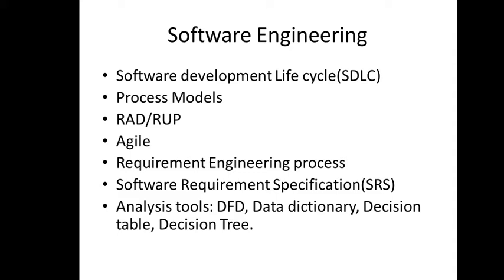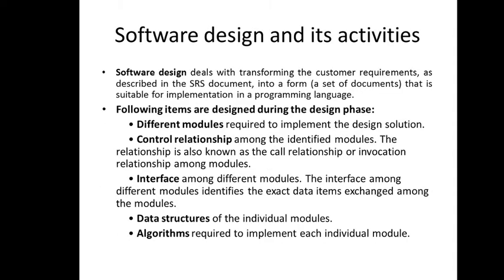Along with this, we also discussed the analysis tools which are a part of requirements as well as designing. The first tools that we did were data flow diagram, data dictionary, decision tree, and decision table. To continue further, now we will be looking at what software designing is and what are the activities that are being carried out. Software designing is just a plan, a planning for a solution that we have already identified in the requirement phase.